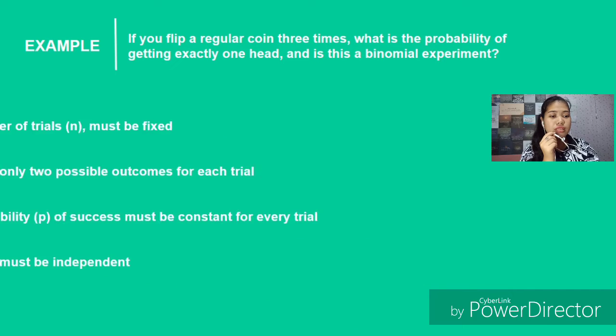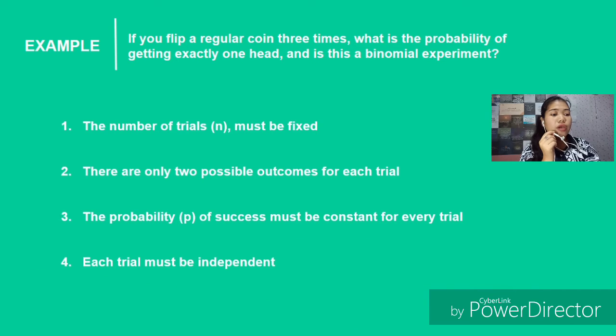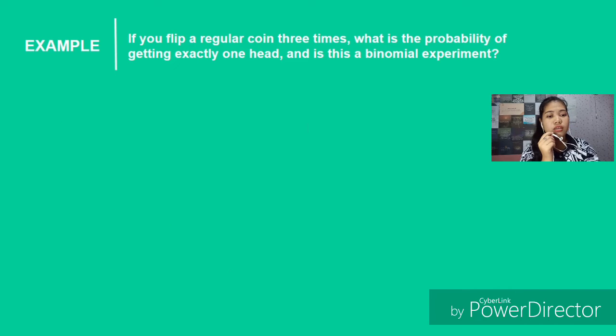And when we do, we get the probability of getting exactly one head, which is equal to 0.375. To check if this is a binomial experiment, we have to see if this satisfies the 4 binomial conditions. The first condition is satisfied because we have a fixed number of trials n, which is equal to 3, because the experiment has to be repeated 3 times. In other words, the coin has to be flipped 3 times.